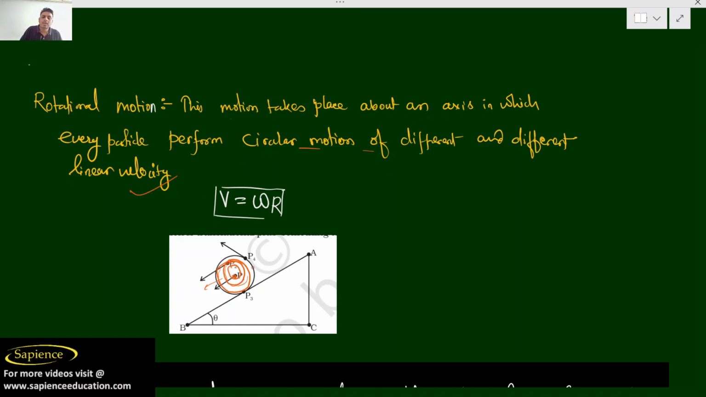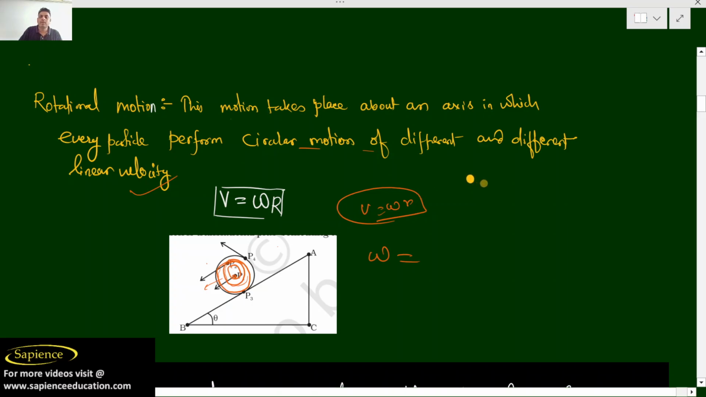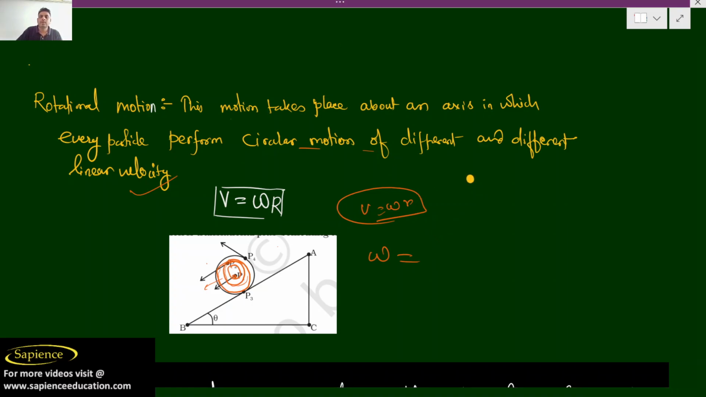In rotational motion, no two particles are moving parallel to each other, but all particles are moving with velocity v equal to omega r, and there is some angular velocity. That is, omega is the angular velocity. I hope you have all understood rotational motion now.